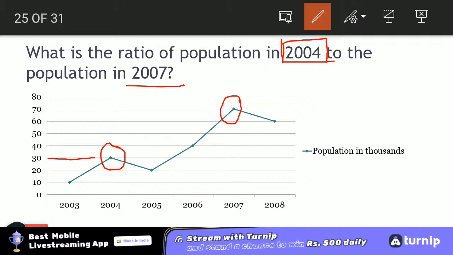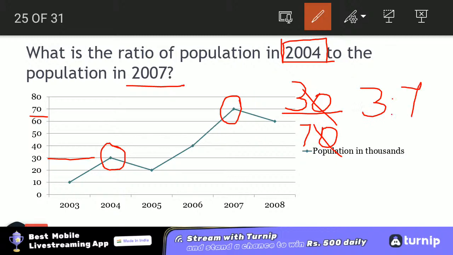Yes, perfect. In 2004, as you can see, it is 30 thousand, and in 2007 we have 70. So if it is talked about, the ratio would be what? It would be 3:7. That's it.